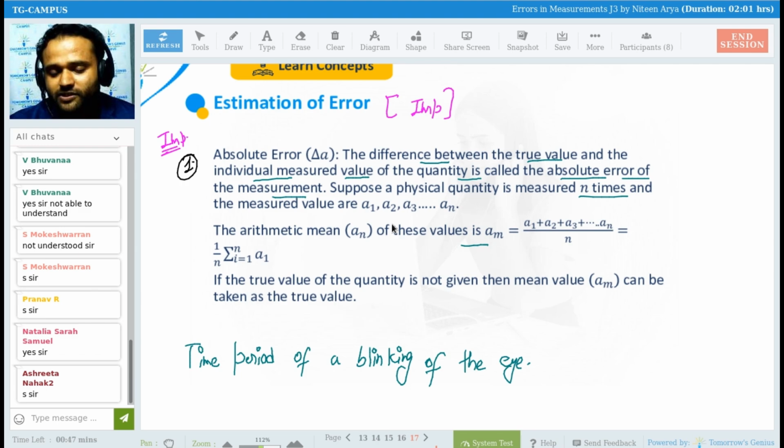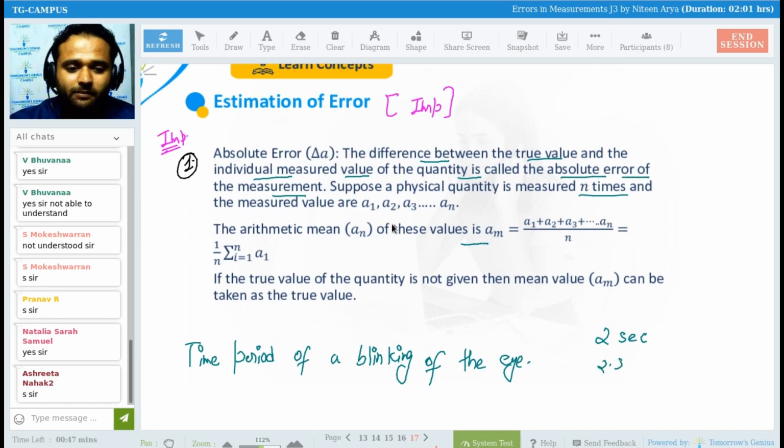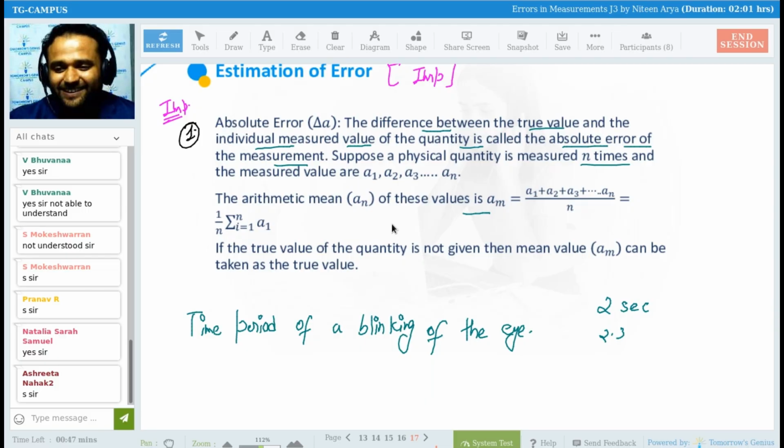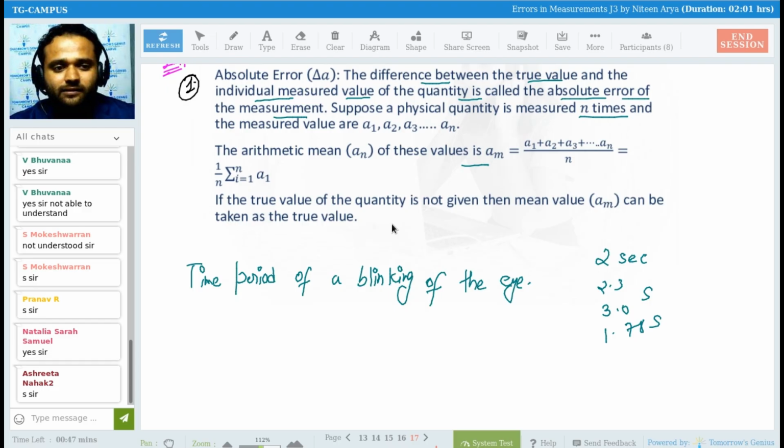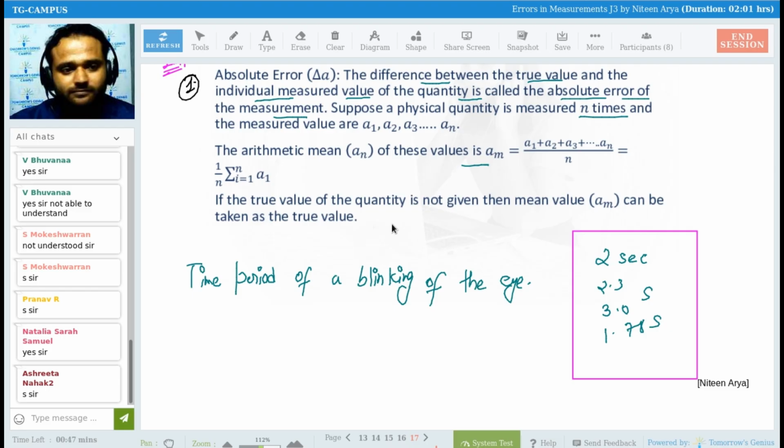Suppose in the first observation, Pranav finds 2 seconds. In the second, 2.3. Then in the third, maybe she is continuously staring at him, so it shoots up to 3 seconds. But suddenly after that, it is 1.78 seconds. In this way, the 10 readings come out. Now Pranav is confused which one is correct. So obviously we take a mean, and after taking the mean, we find the error in each of the measurements. Is this clear now?